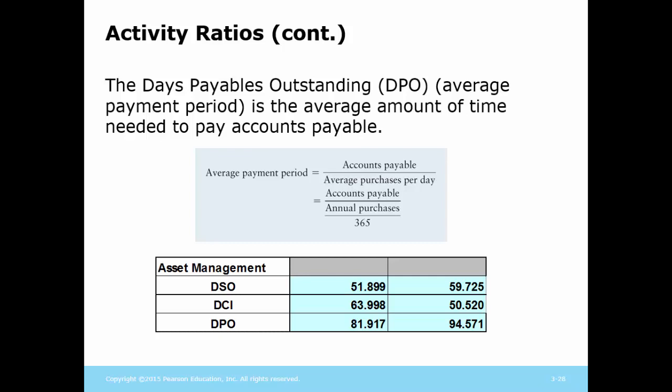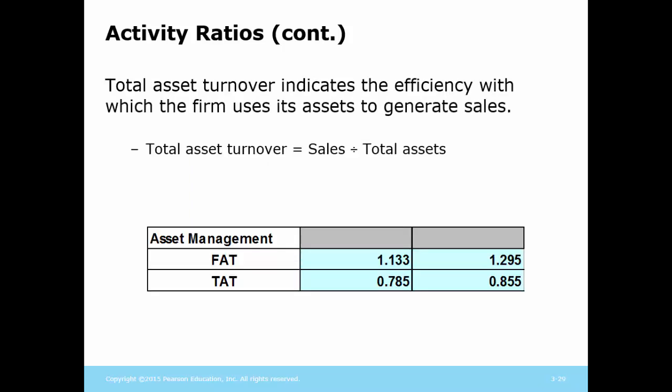Now, the days payables outstanding tells us how long it takes for us to pay our bills. And you can see here, 81 days to pay our bills in 2014 and 94 in 2015. So we have definitely stepped backwards with respect to days payable outstanding. But of course, if people aren't paying us quicker, it's going to be very difficult for us to pay our creditors quicker. So we have some issues here with respect to payables.